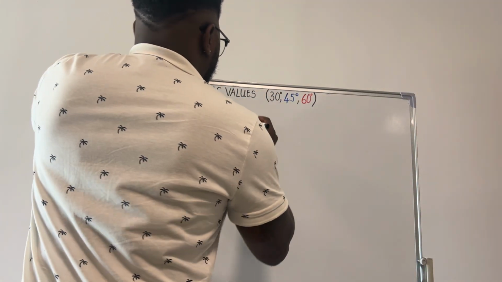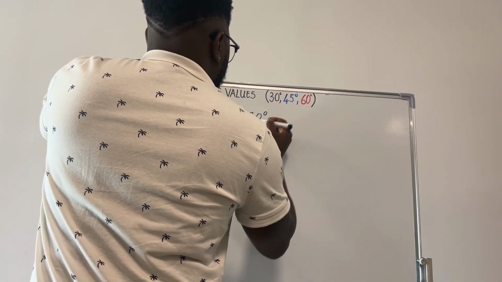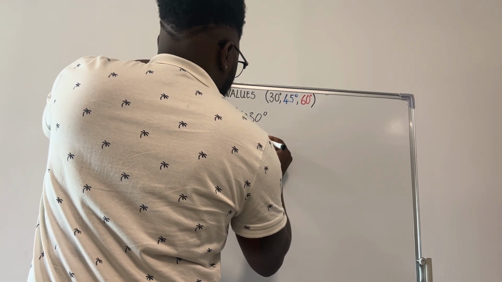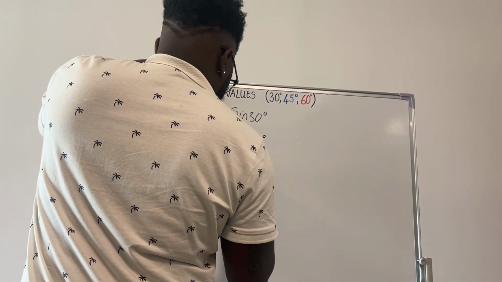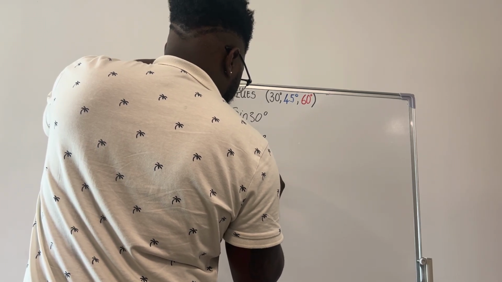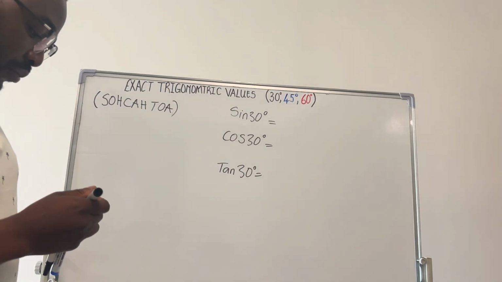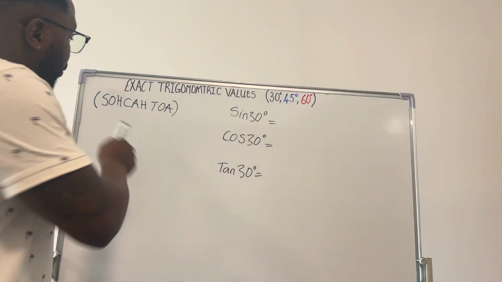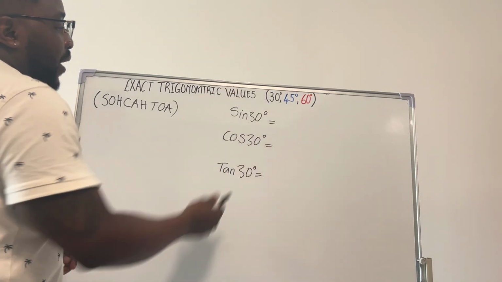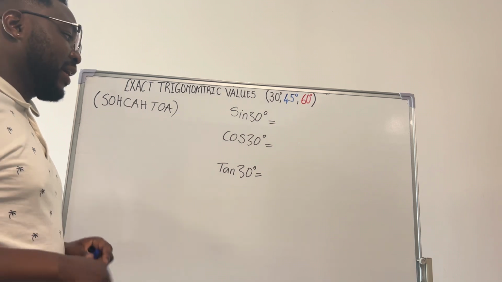What we're finding: sine 30, cos 30, and tan 30. Okay, and how are we going to do that? We're going to use our SOHCAHTOA over here. That will also help us to find the exact values of sine 30, cos 30, and tan 30.